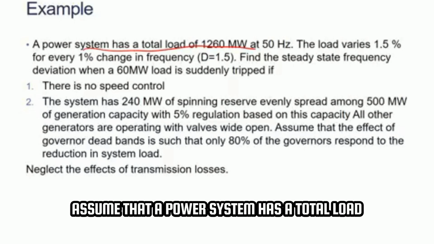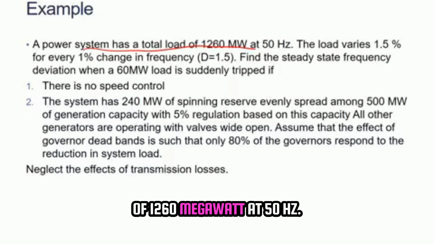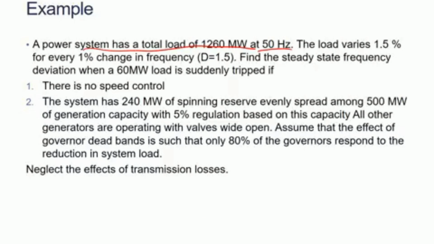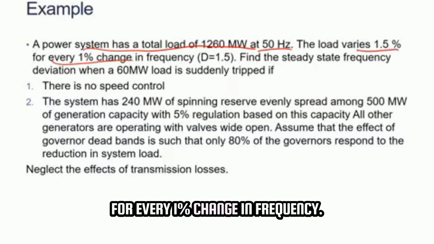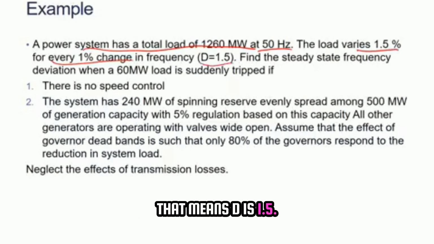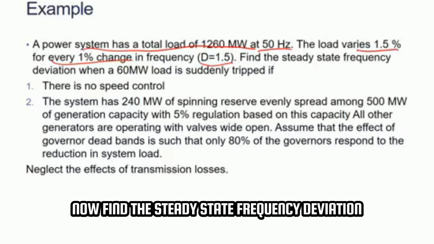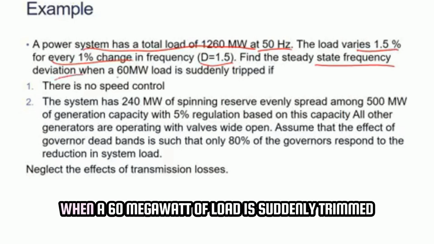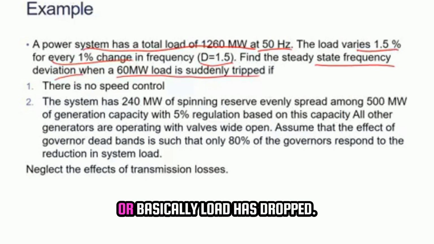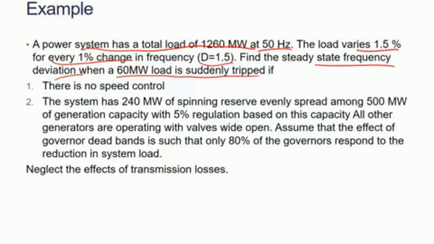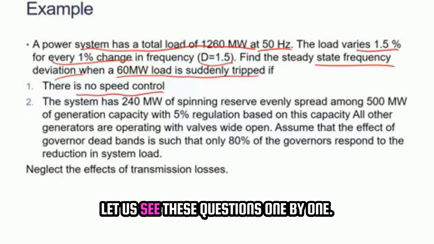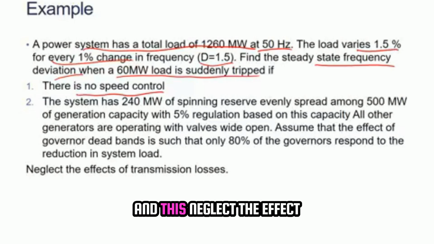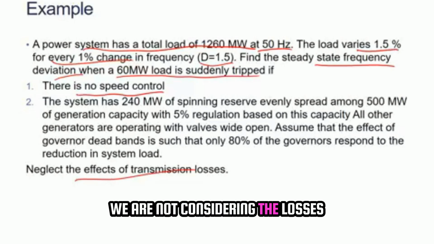Assume that a power system has a total load of 1260 megawatt at 50 hertz. The load varies at 1.5% for every 1% change in frequency, that means D is 1.5. Now find the steady state frequency deviation when 60 megawatt of load is suddenly tripped. There are two parts of the question. The first part is there is no speed control. Neglect the effect of transmission losses, because we are assuming that the generation is equal to the load.